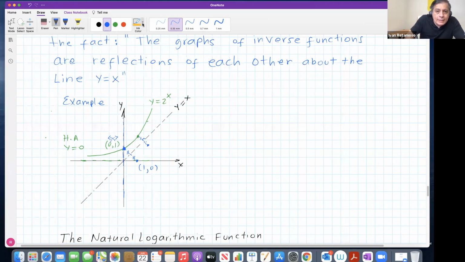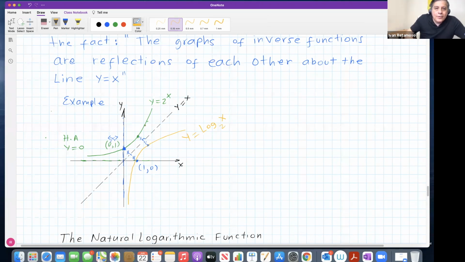What is important is that when you connect all those points, what you're going to get is this curve, like this. This will be the graph of y equals log base 2 of x. Log base 2 of x.